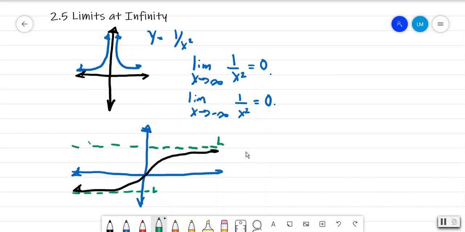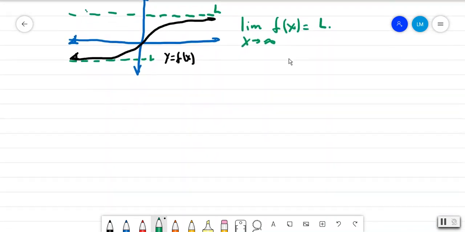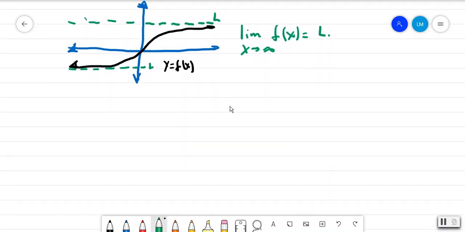Now, if we take the limit as x approaches infinity, and we'll say that this, for example, is y equals f of x, then the limit of f of x approaches the value L. L is said to be a horizontal asymptote. Similarly, if we were to take the limit as x tends to negative infinity for f of x, then that would be the same thing. It would be L.